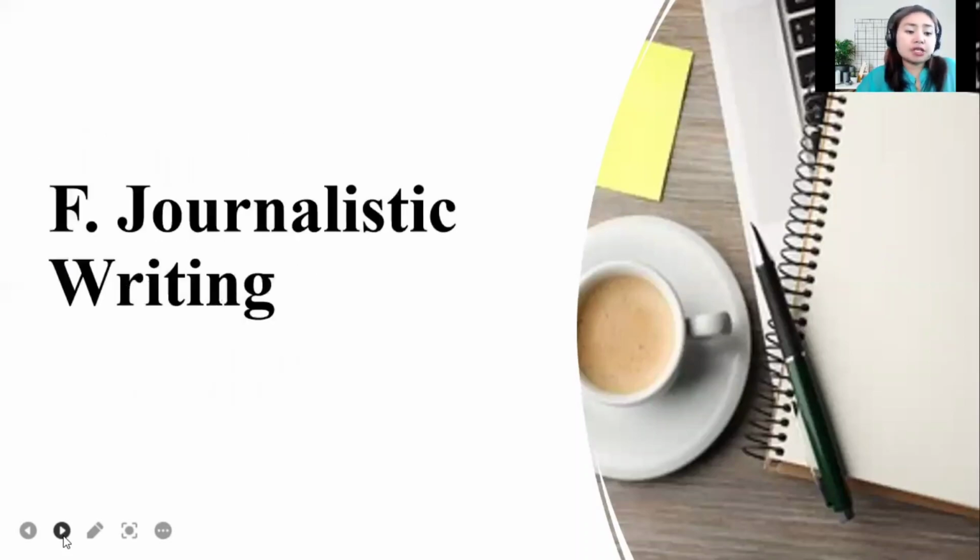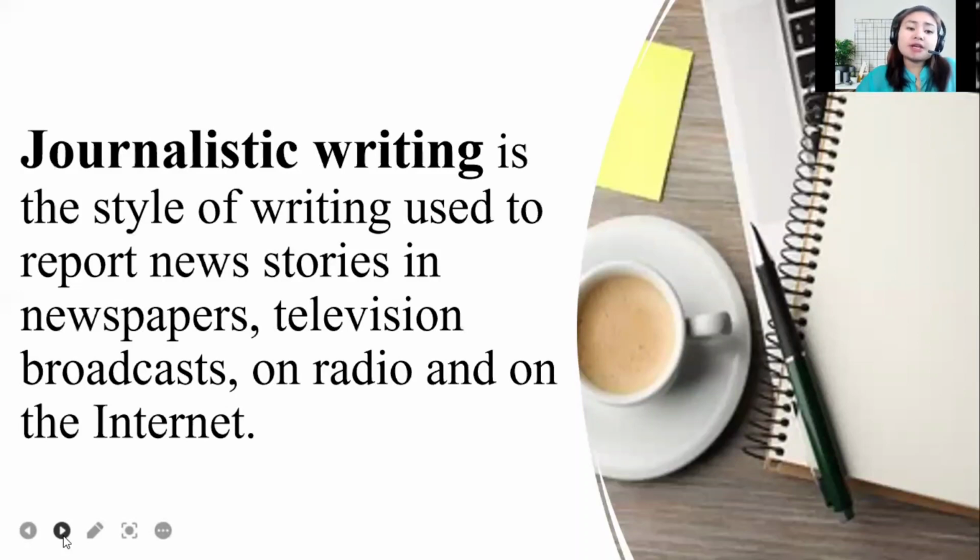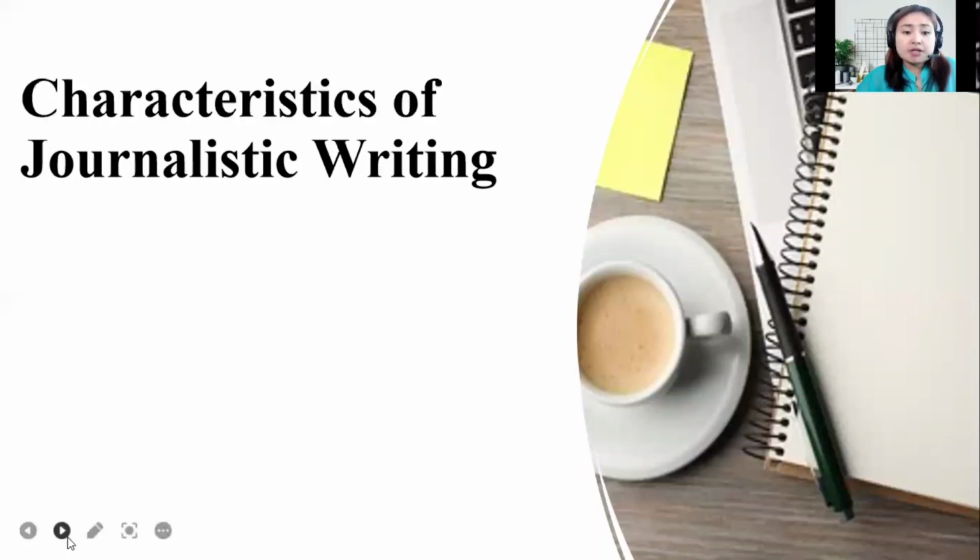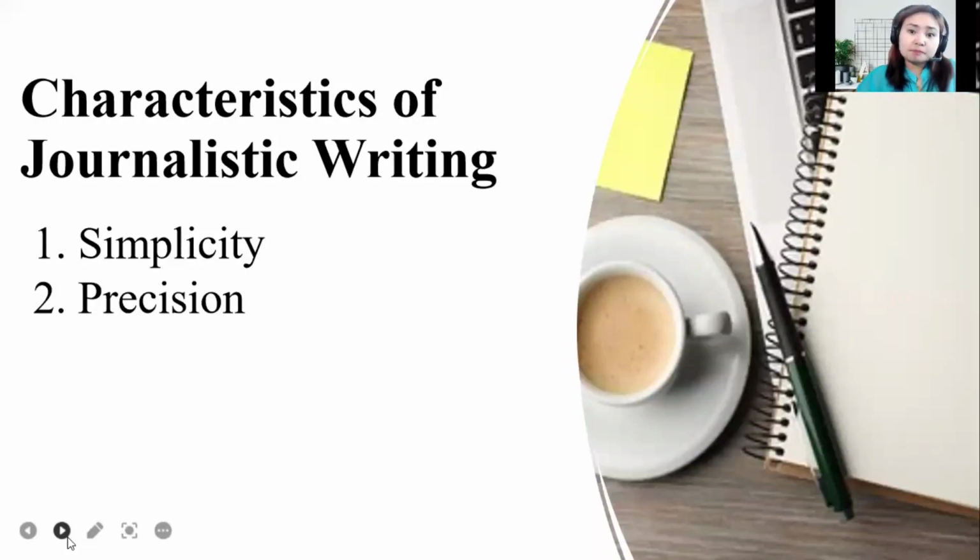Now we move on to journalistic writing. We say journalistic writing, it's a style of writing used to report news stories in newspapers, on television broadcasts, on radio, and on the internet. Okay, so we would be able to know that that's journalistic writing if it has the following characteristics. One, it is simple, it is precise. Of course, you will not be writing news that is not factual, not precise, or else other people would sue you in court for spreading fake news, right?